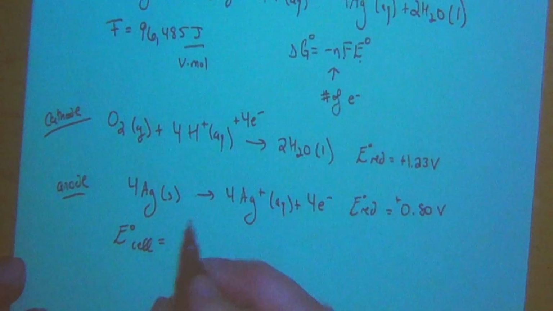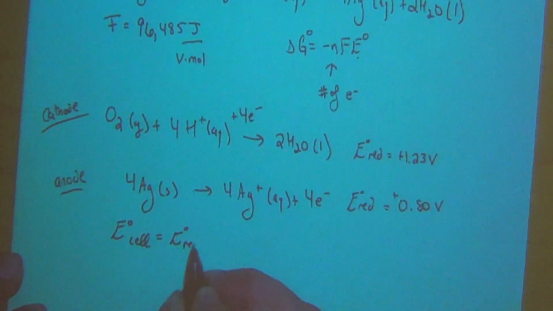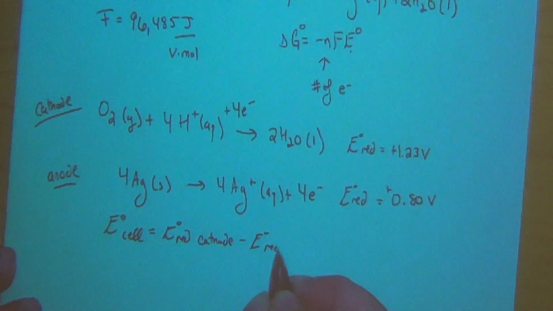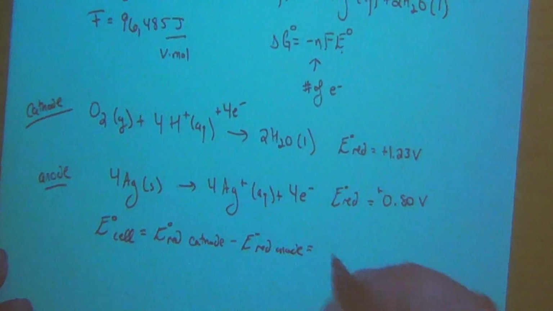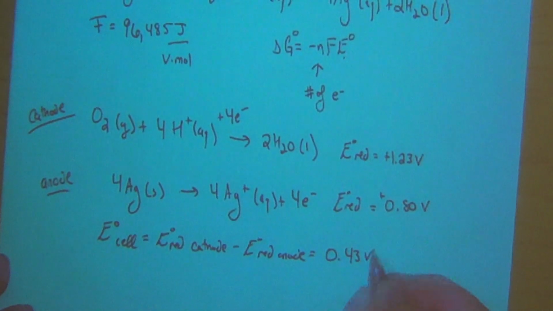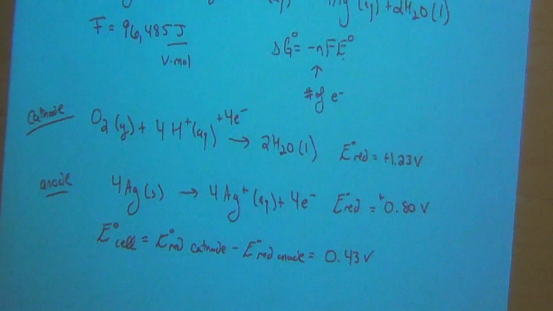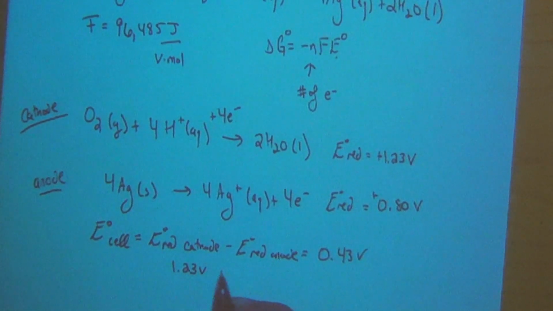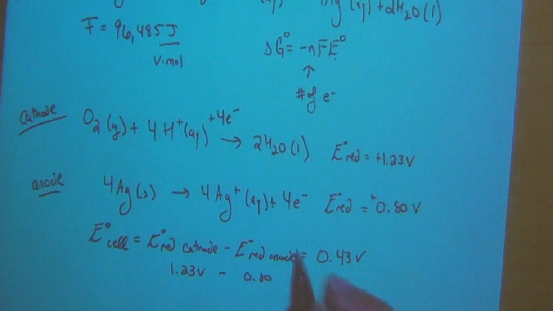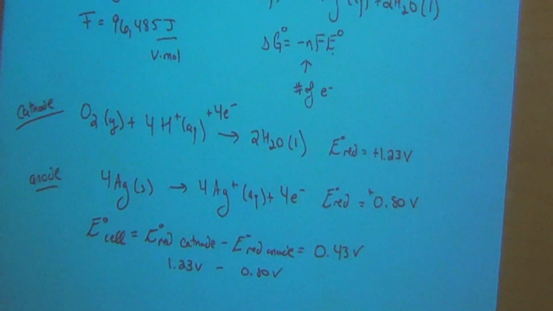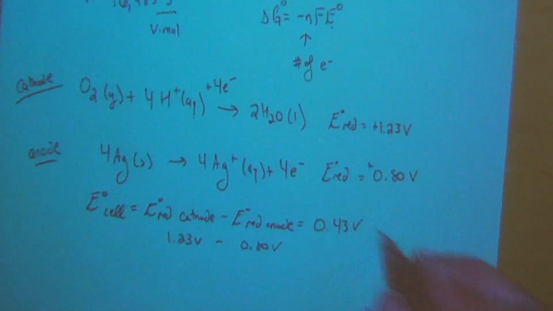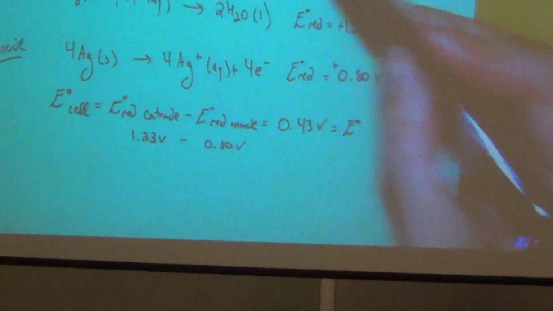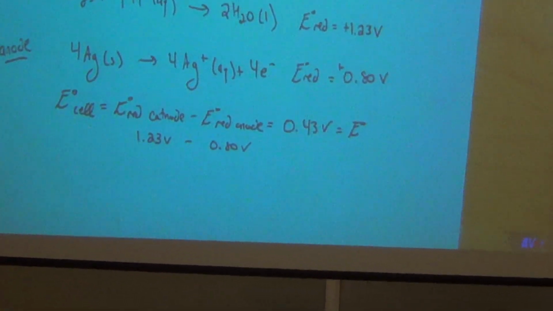So I know I can calculate a standard cell potential. E cell is going to be E red for the cathode minus E red for the anode, which should be 0.43 volts by the time I subtract here. All I've done is 1.23 volts minus 0.80 volts. Okay, so I've got my cell potential. I know Faraday's constant. All I need is that number of electrons that are moving.